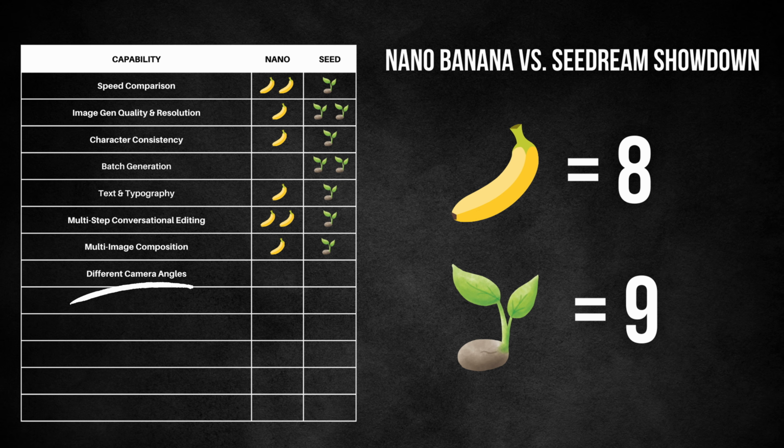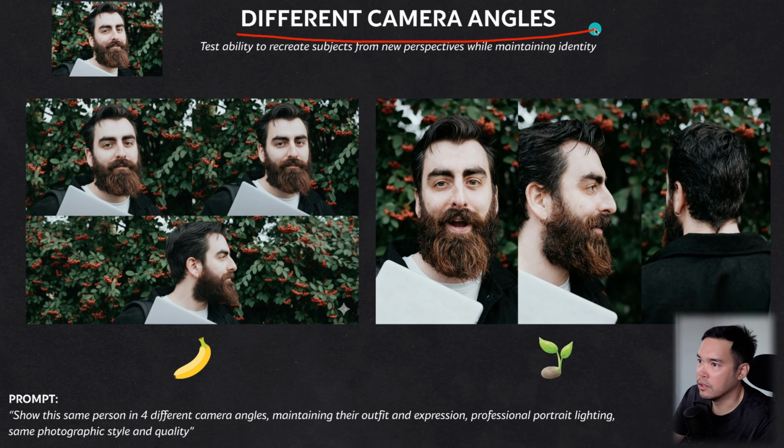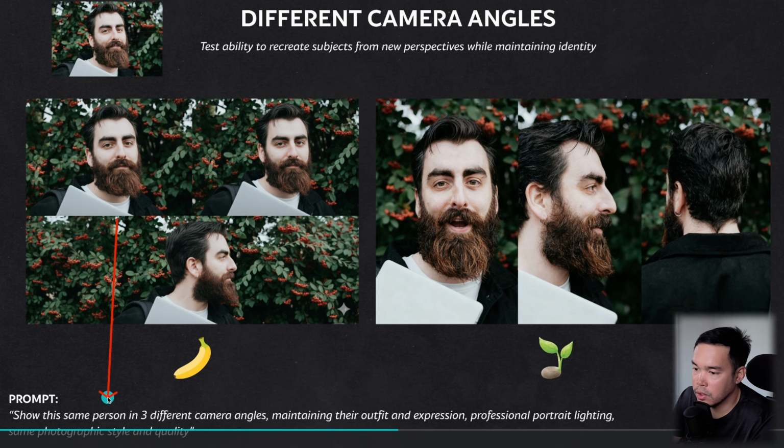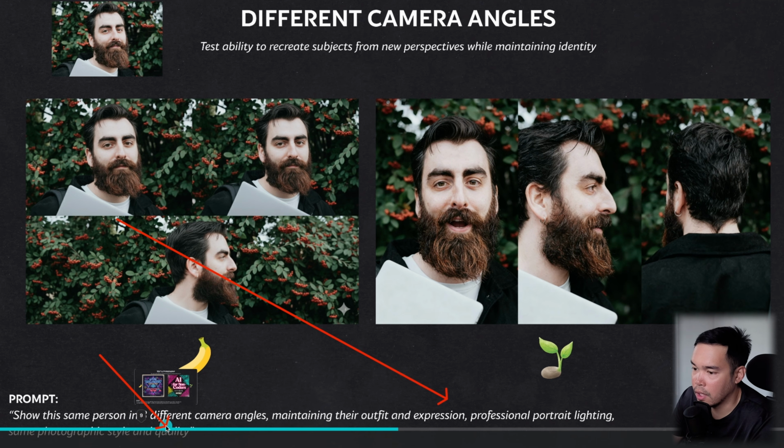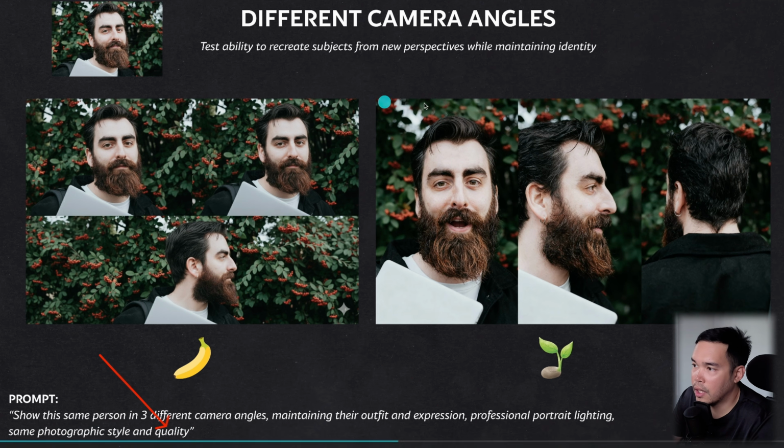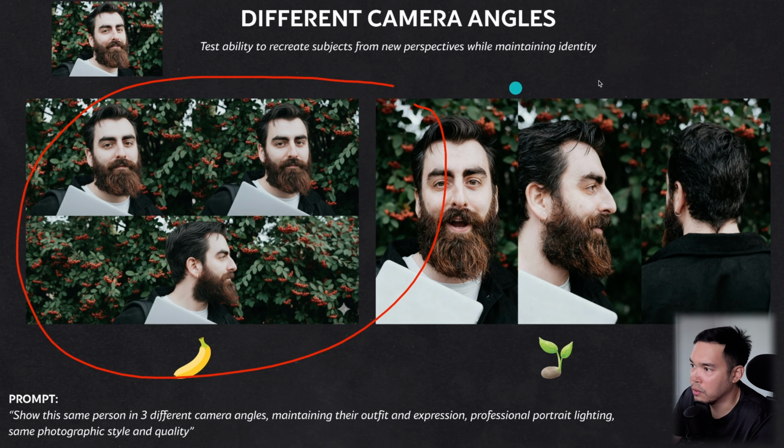Now let's test their ability to recreate subjects from new perspectives while maintaining identity with the different camera angles test. So we took the same man here. We gave it the prompt, show the same person in 3 different camera angles while maintaining their outfit and expression with the same photographic style and quality. And Nano Banana and Seedream both did a really good job.